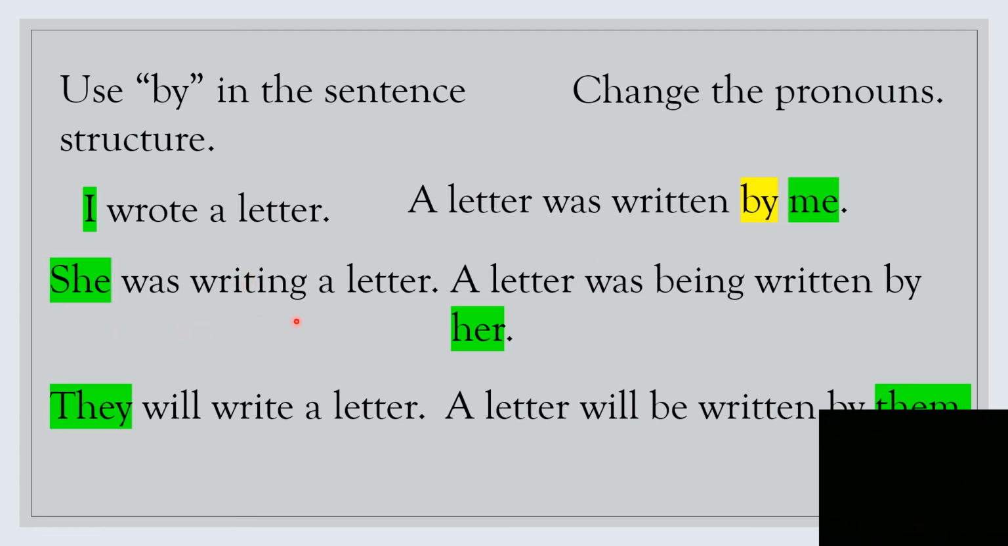Second one, she was writing a letter. A letter was being written by her. She becomes her. By we have used. Last one, they will write a letter. A letter will be written by them. They has been changed to them and our beautiful word by we have used. If you don't use this word by, you know what will happen. Your sentence will be grammatically incorrect. So this will come naturally to you to use the word by.